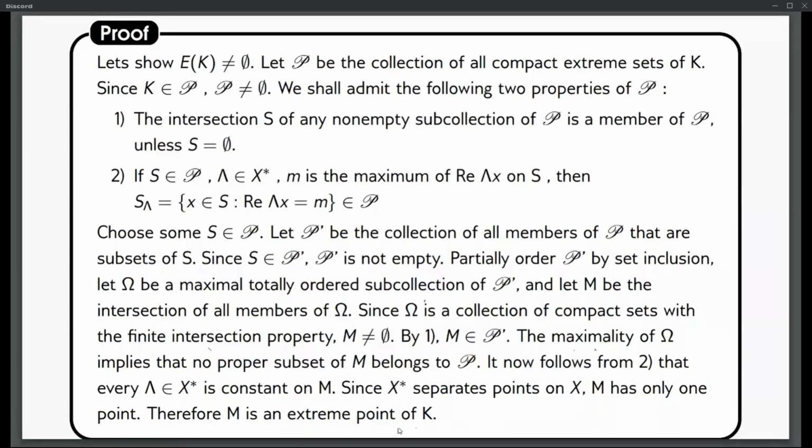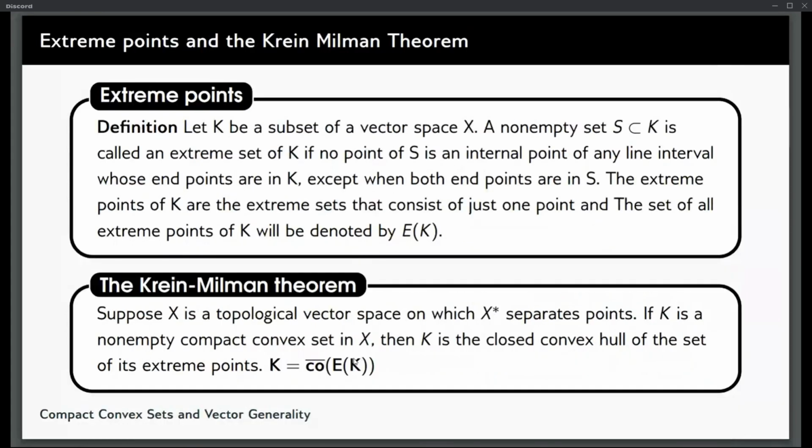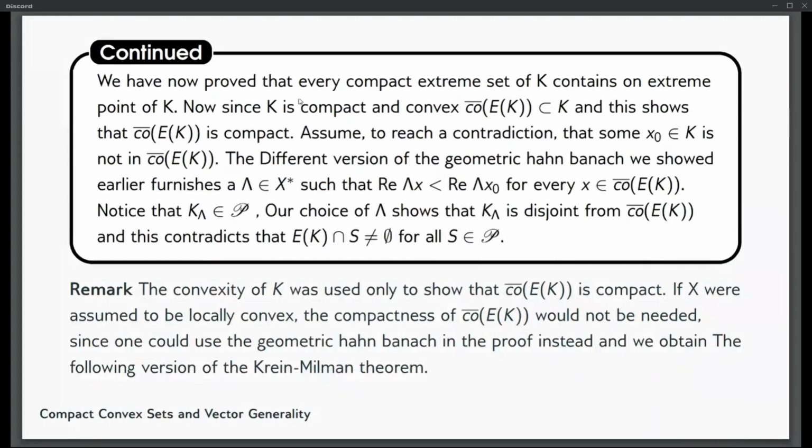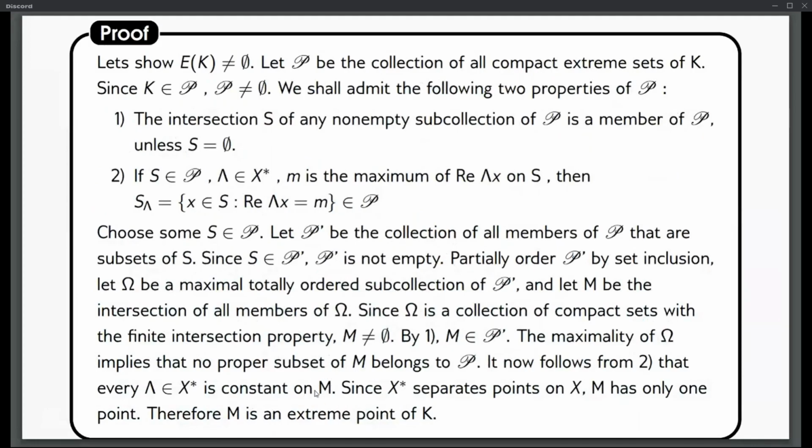Now that we have an extreme point of K, which does exist, although by the axiom of choice, I want to prove our actual claim that K is equal to the closed convex hull of E of K. First of all, we have proved that every compact extreme set of K contains an extreme point of K. We can do the same process for any set S, and we'll find a subset M that is an extreme point belonging to S. So all of these sets contain extreme points.